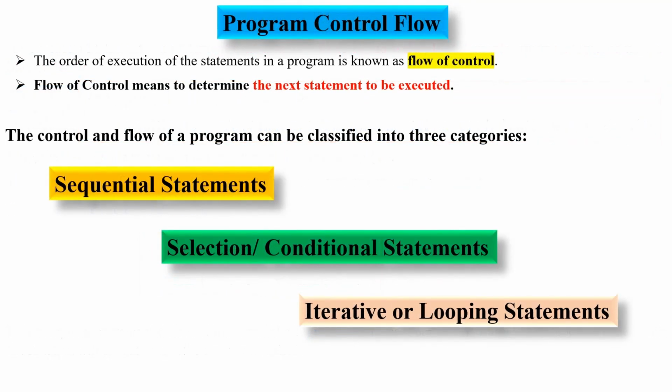Let's discuss program control flow. The order of execution of the statements in a program is known as flow of control. Flow of control means to determine the next statement to be executed. The control and flow of a program can be classified into three categories: sequential statements, selection or conditional statements, and iterative or looping statements. Let's learn one by one in detail.